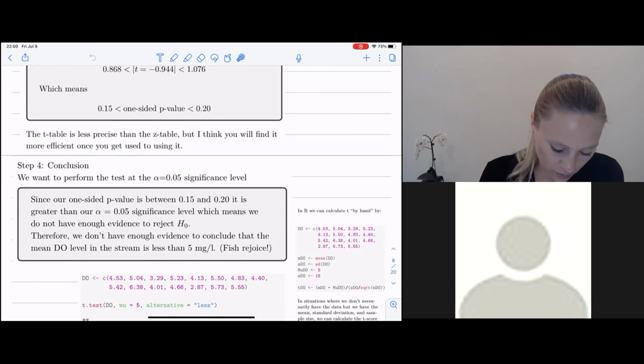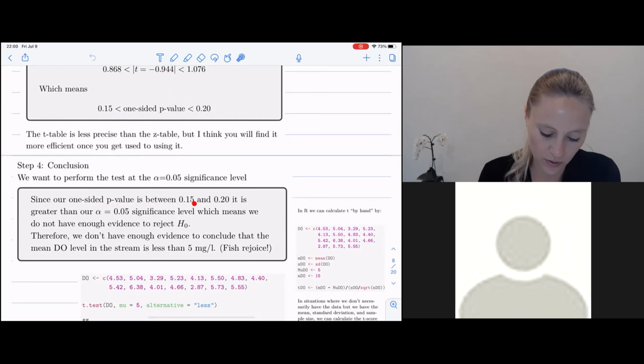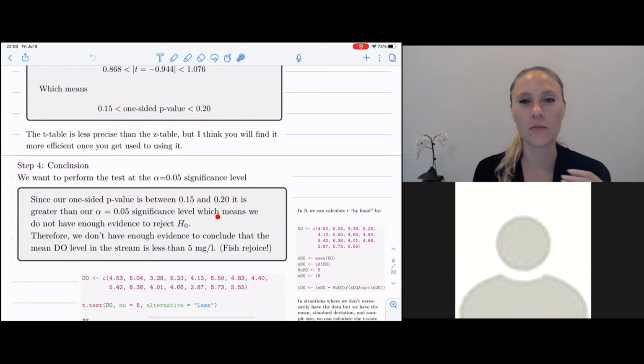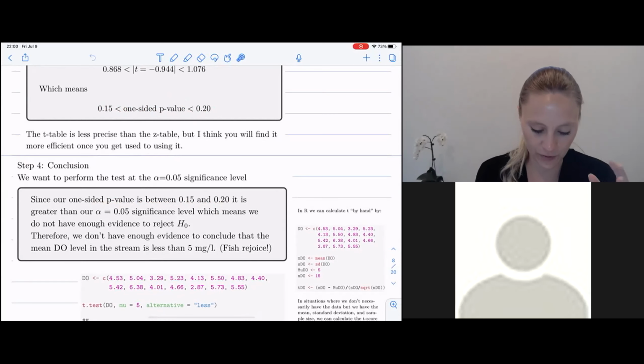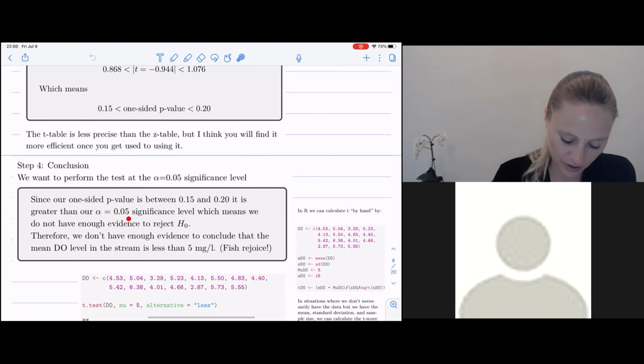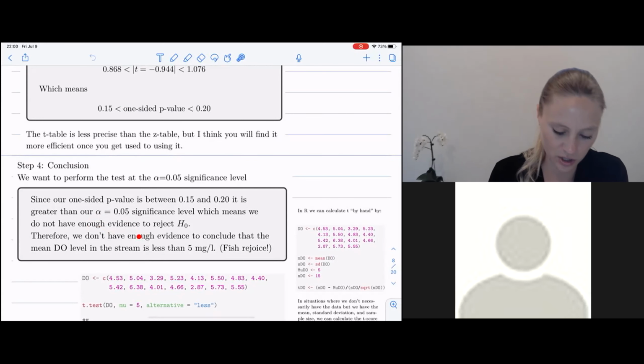Since our one-sided p-value is between 0.15 and 0.2, here I really like to highlight that from this, you know what your p-value is. I want you to emphasize that you know what the p-value is. It's greater than our alpha of 0.05, which means we do not have enough evidence to reject H naught.